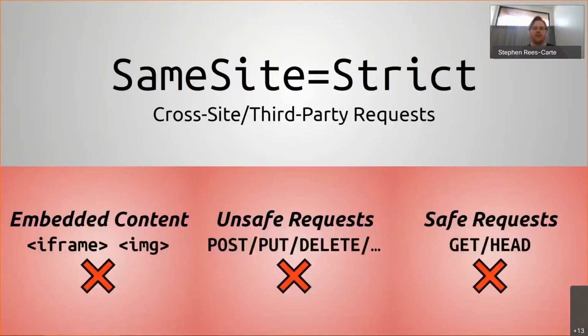So SameSite=Strict is the most secure, the most strict option. And it says that cookies that are marked as SameSite=Strict can never be sent on any cross-site requests. So that means embedded content such as iframes and images, it's not sent.